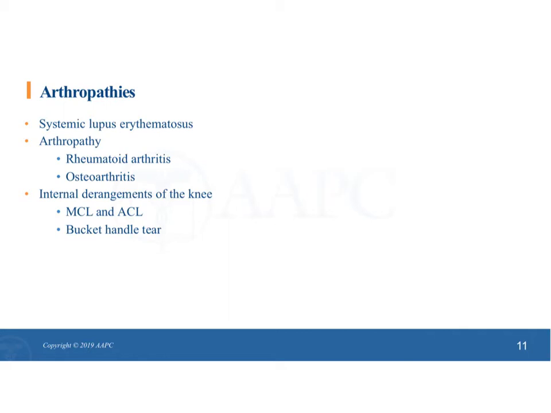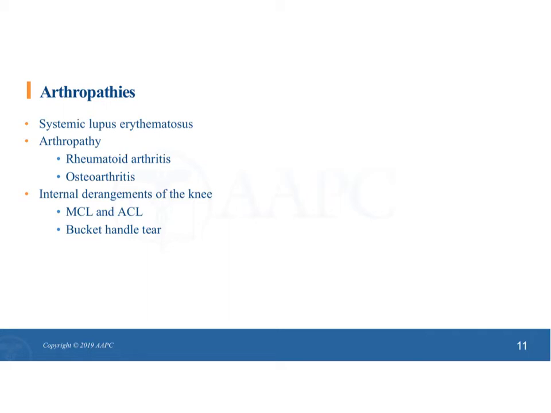OA, which is osteoarthritis, would be found in category M15 to M19. This is the most common joint disorder. Symptoms include gradual onset of pain, stiffness, and occasional joint swelling. To accurately code osteoarthritis in ICD-10-CM, the documentation must include whether the arthritis is primary, secondary, or post-traumatic. It must also list the site and the laterality, right or left.